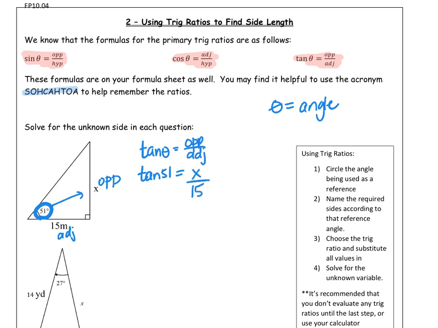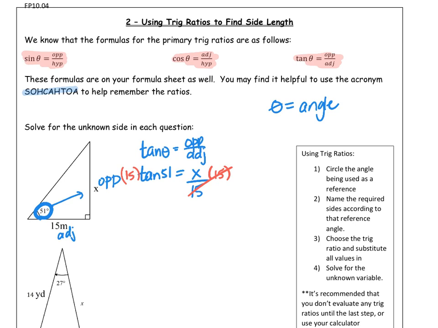Now I want to solve for x, so x is being divided by 15. To undo that operation, I multiply by 15 on both sides of the equation. That will cancel away. So I punch into my calculator 15 times tan of 51.